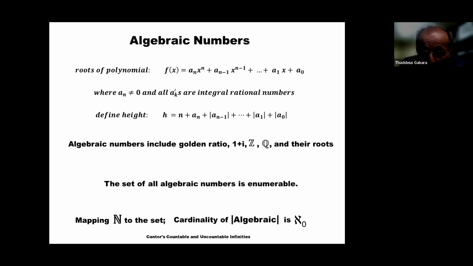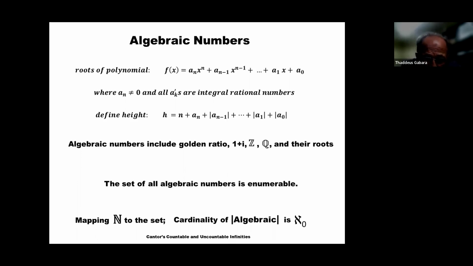Now, what about algebraic numbers? Algebraic numbers are roots of the polynomial of different orders, where a_n does not equal 0, and we'll even make the additional condition that it's greater than 1 or 1. And all of the a_k are integral rational numbers.